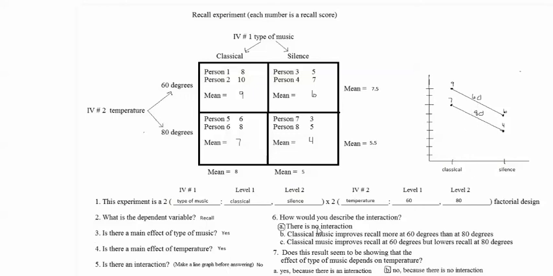So there's no interaction right here, and the result is showing that the effect of type of music does not depend on temperature, because if it's a 60-degree room, classical is 3 higher than silence. If it's an 80-degree room, classical is still 3 higher than silence. So the effect of type of music is a 3-point difference at both temperatures. So no, the effect of type of music does not depend on temperature in this data set right here.